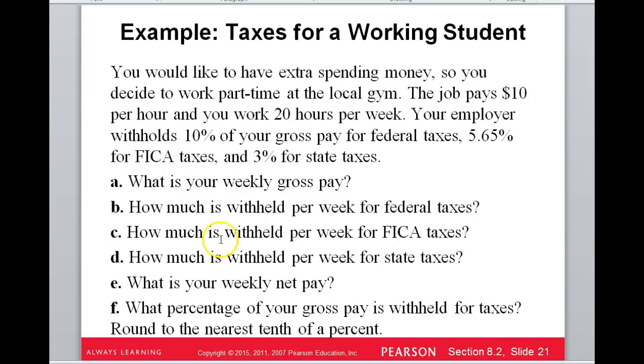Part A, what's your weekly gross pay? So that's just your 20 hours per week, your $10 per hour. We don't have any other sources of income that we're talking about in here, no wages or tips or any other interest income. So $200, 20 times 10, is your weekly gross pay. All right, how much of that $200 is withheld each week for federal taxes? Well, federal taxes right here, 10% of your weekly gross pay. So 10% of 200 is 20.